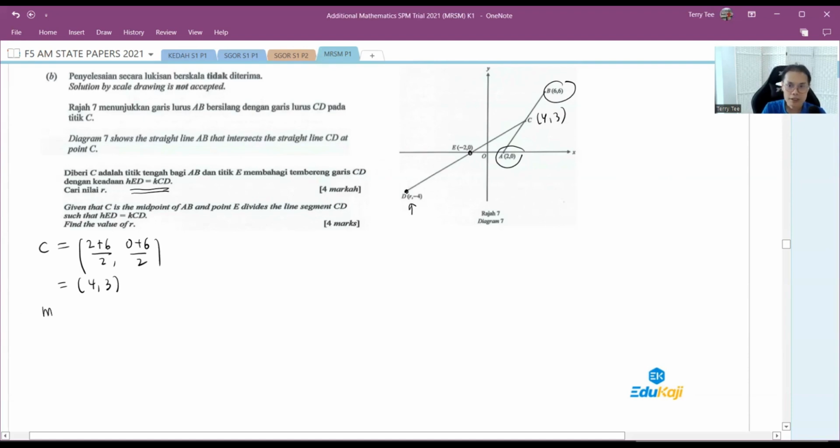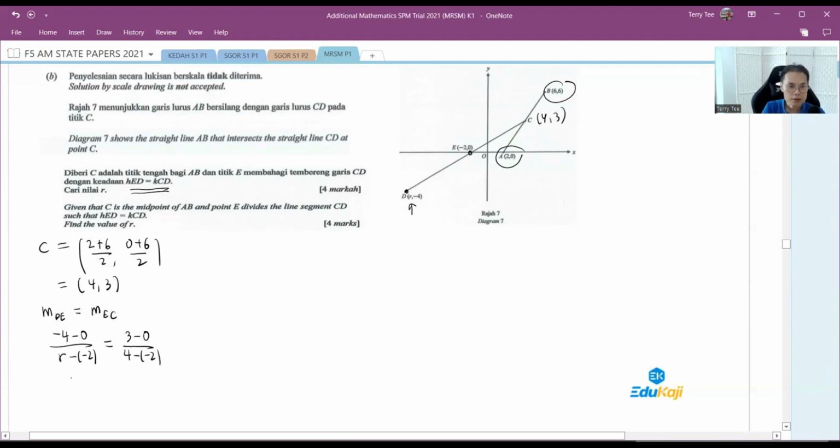Now, if you use gradient, the gradient of DE equals the gradient of DC, or maybe I should say EC. EC is easy, there is no unknown. Your DE will be, using y2 minus y1, negative 4 minus 0 over r minus minus 2. And for EC, it doesn't matter whether I use 0 minus 3 or 3 minus 0, but it must be the same. For example, 3 minus 0, I must take 4 minus minus 2. I cannot take it the other way around.